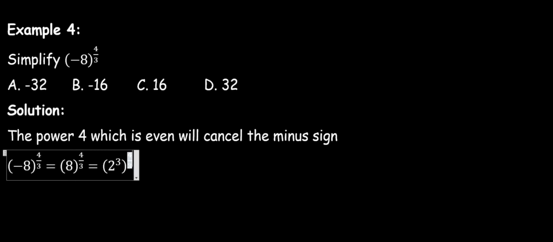And we will now seek to express 8 in such a way that it has the same power as the numerator, which is 3. And that will be equal to 2 cubed raised to power 4/3. And once that has been achieved, the power of 3 will cancel out the root of 3. And that will be equal to 2 raised to power 4, which is 16.